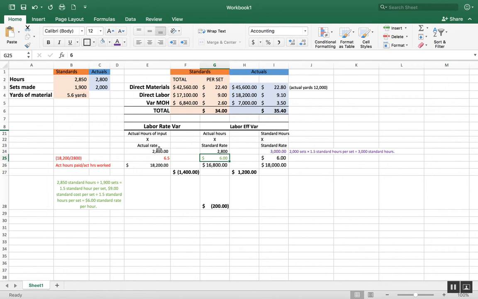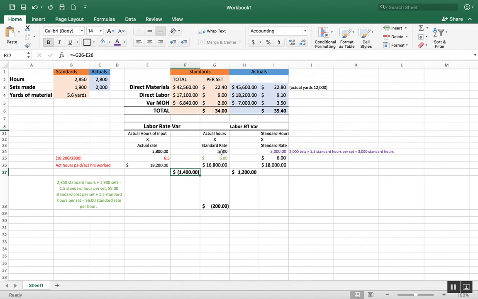Then it's simply multiplying the actual hours, 2,800, times the actual rate. So that's how much we also paid, which is what they told us. Then we take the actual hours that we worked times what we should have paid. So do you see how we overpaid here? We paid them $6.50 an hour. We should have only paid them $6 an hour. So we have an unfavorable labor rate variance of $1,400. So we know we paid them too much, but maybe they were better labor. So let's go check it out.